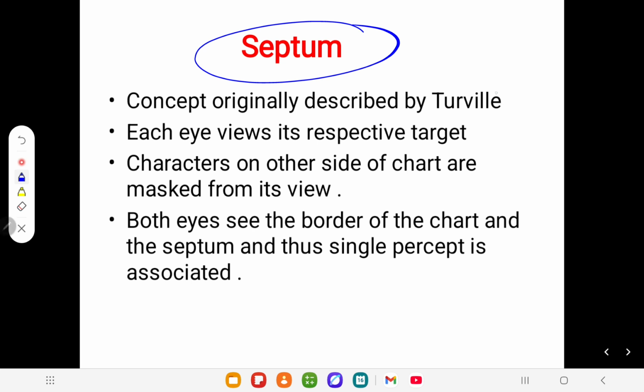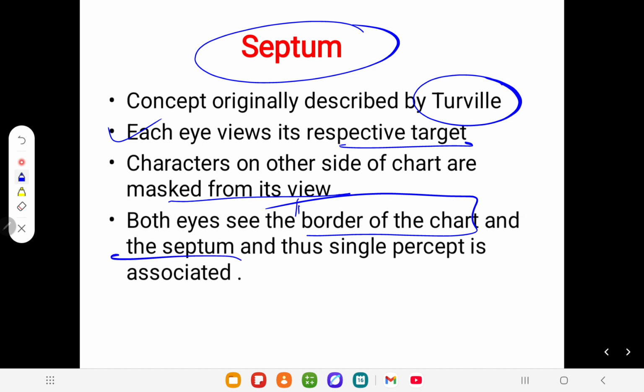Okay, the concept was originally discussed by Trivial. Each eye views its respective target because of septums. So characters on the other side of the chart are masked from view, because we use septum so that each eye views its own target. And both eyes see borders of the chart and septums, thus single perception. So what characteristic of the chart actually gives the binocular vision? The border of the chart and the septum. Border of the chart and the septums can be seen by both eyes, but not the target. Target they see separately.